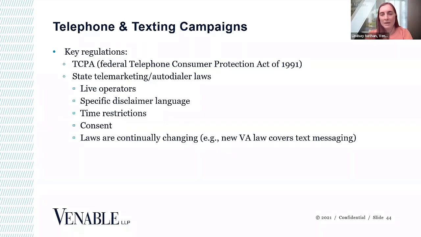As you heard me say about 100 times already during this presentation, the state rules on all of these activities vary quite a bit. So it's just important to understand that if you're going to be engaged in telephone or texting campaigns, there may be rules around use of live operators, specific disclaimer language that you have to use, time restrictions, so you can only call within certain hours of the day, consent requirements depending on the type of calls that you're making and whether you're using an auto dialer, which we'll talk about in a second, and that the laws are continually changing. So for example, Virginia just enacted a new law related to telemarketing practices and auto dialer practices that covers text messaging.